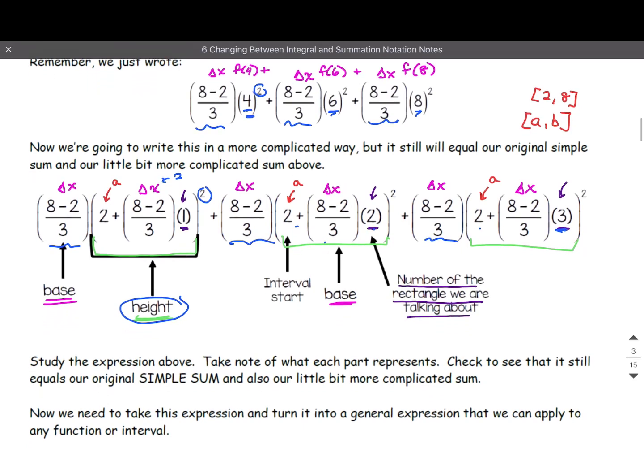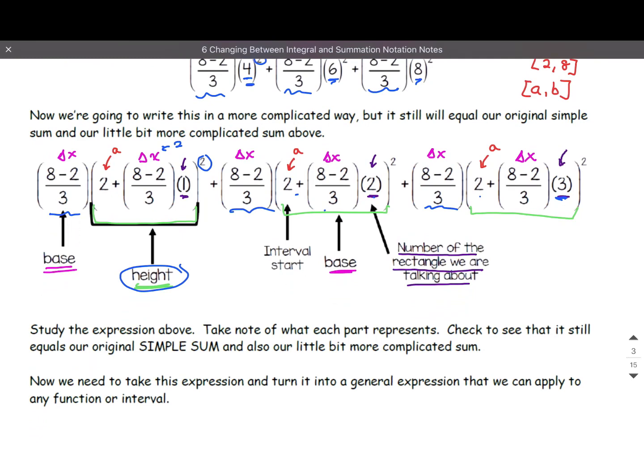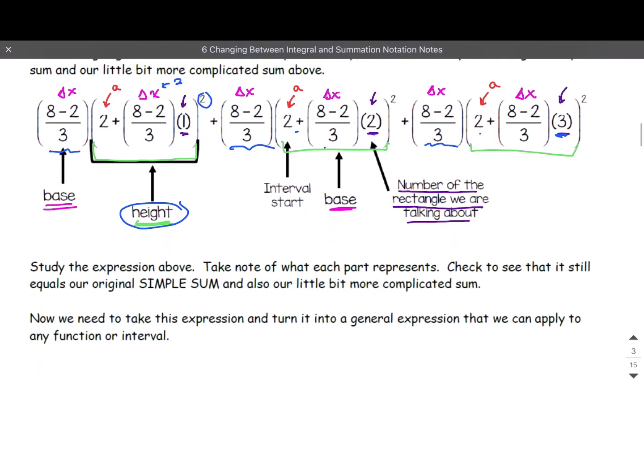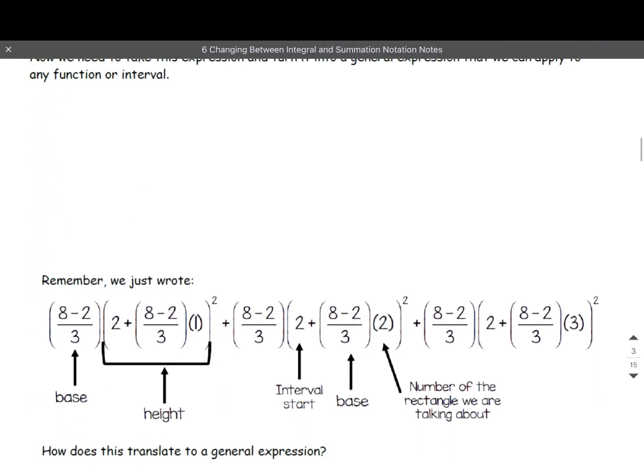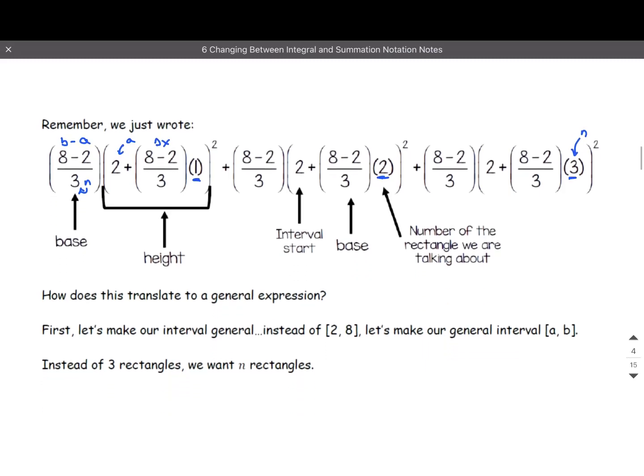Now we're going to take this expression and turn it into a general expression that we can use for any function or interval. Okay? So remember, this is our b minus a over n. This is also n, right? This is the first term. This is the exact same thing we had. First term a here, delta x. Okay, now this is counting. 1, 2, and 3. That's counting. And I'm going to show you where that's going to come in a minute.